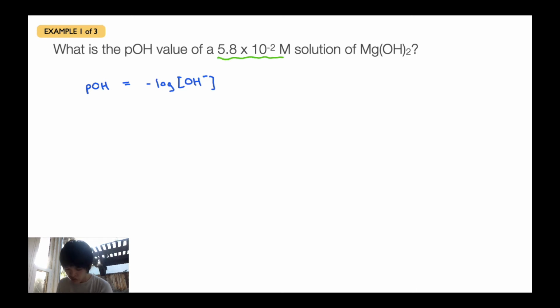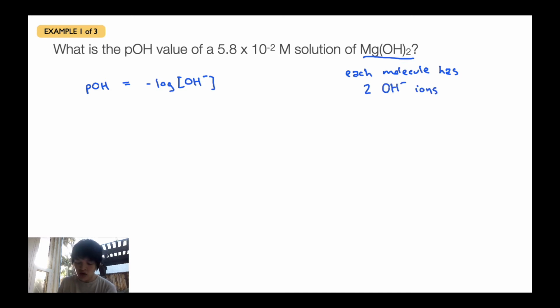Well, it usually would be, but I want you to take a look at the substance here, magnesium hydroxide. Each molecule of magnesium hydroxide, how many hydroxide ions does it have? Well, there's 2 right there, so each molecule of magnesium hydroxide has 2 hydroxide ions. So if we have a 5.8 times 10 to the negative 2 molar solution of magnesium hydroxide, then the amount of hydroxide ions is going to be double this number. It's going to be double that.